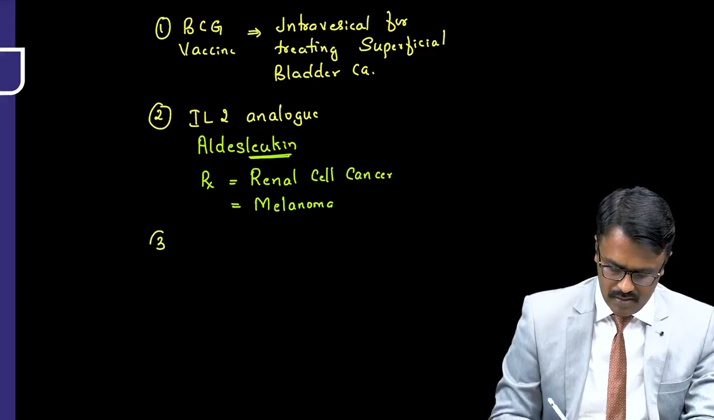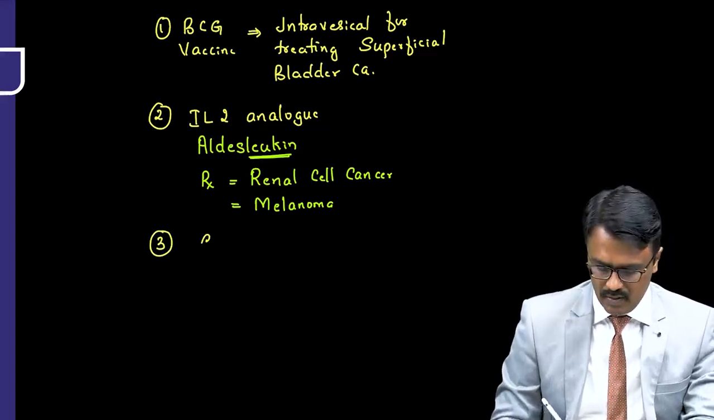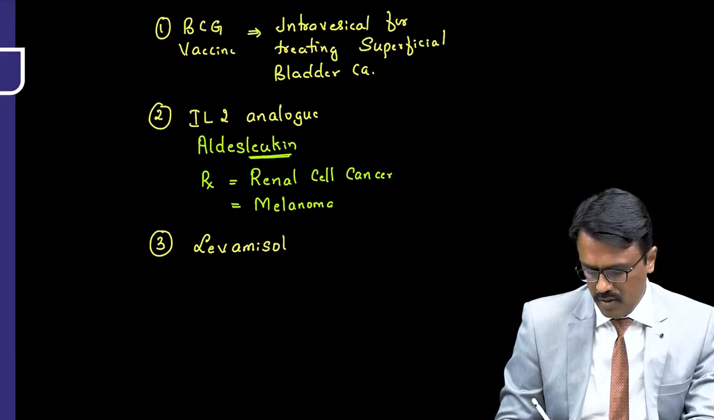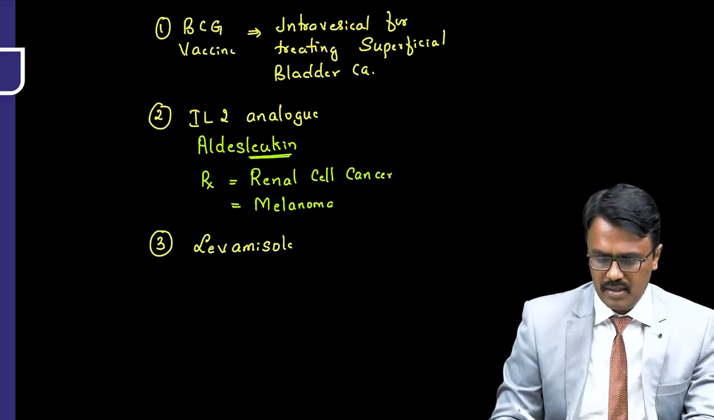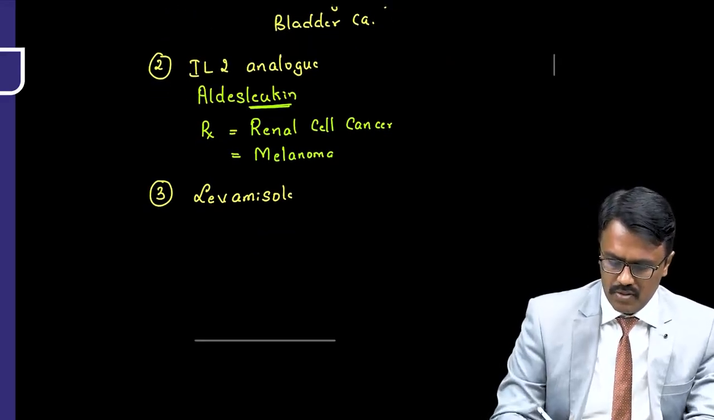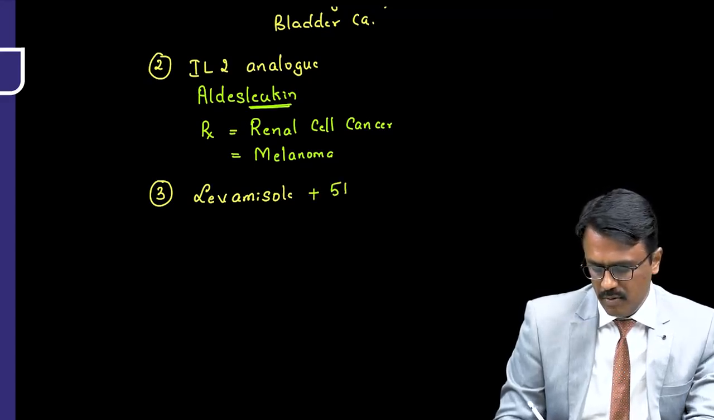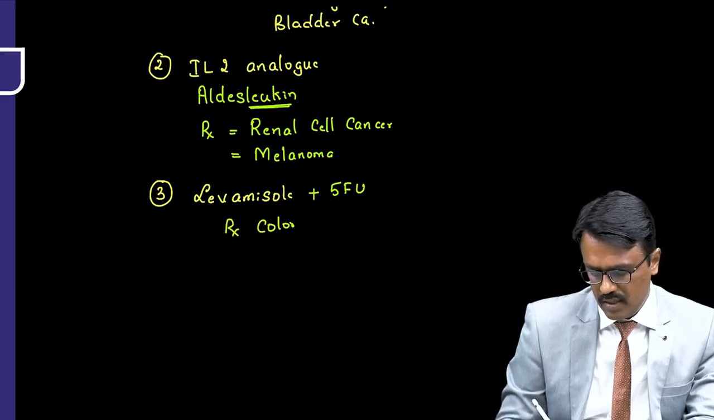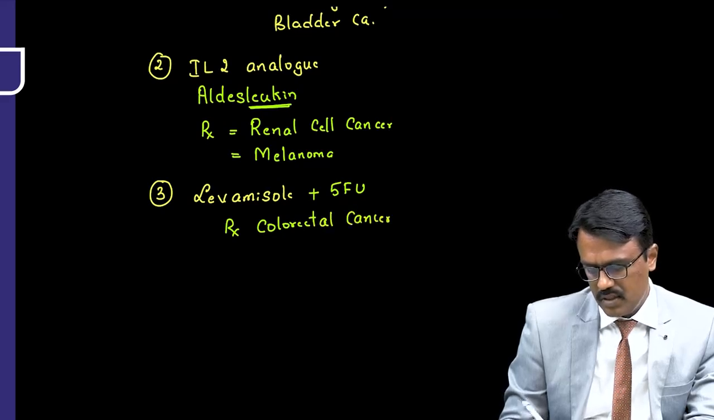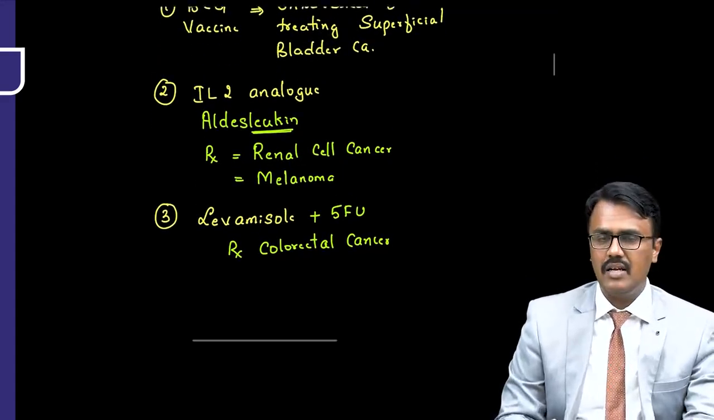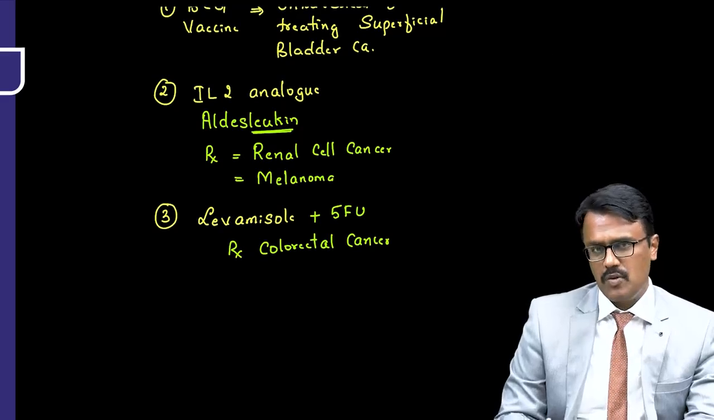Third important is a drug called levamisole. Now levamisole basically is an anti-helminthic drug. Now it is used in certain cancers with 5-fluorouracil and it is used to treat colorectal cancer. So these are the immunostimulants what we have: the BCG vaccine, interleukin 2 analog, levamisole, right?